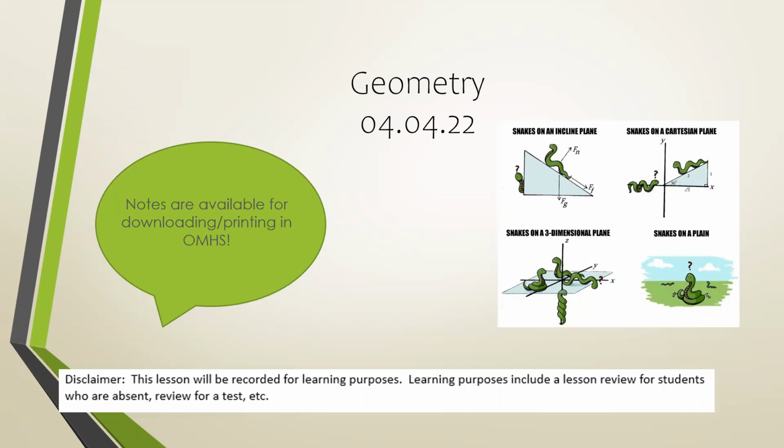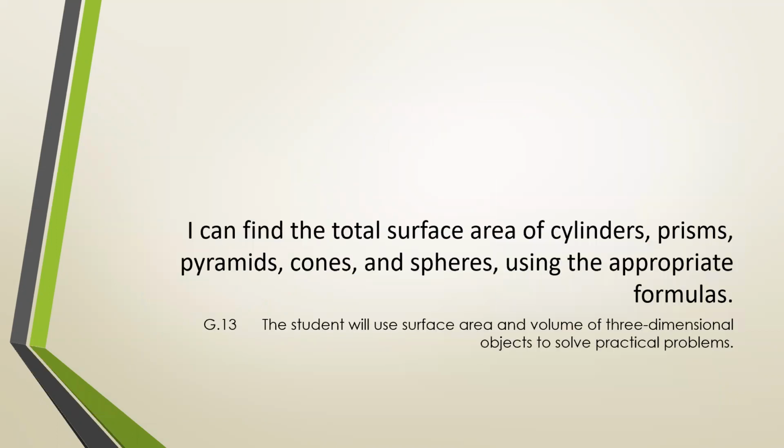You are going to want to make sure that you have a formula sheet nearby because we're going to be using a lot of formulas that are provided on that formula sheet. You don't have to memorize them, you just need to know how to use them and know how to find them when you need them. Okay. So we're going to be talking about surface area of cylinders, prisms, cones, and spheres, just to name a few.